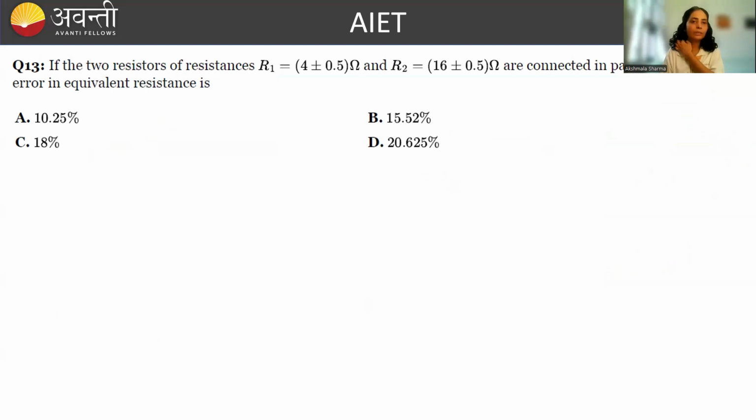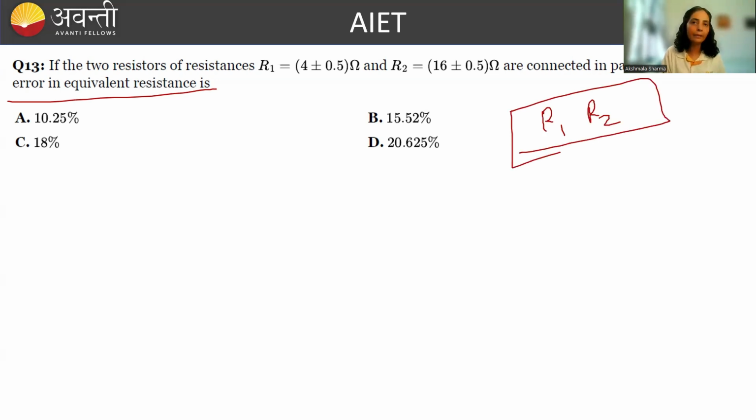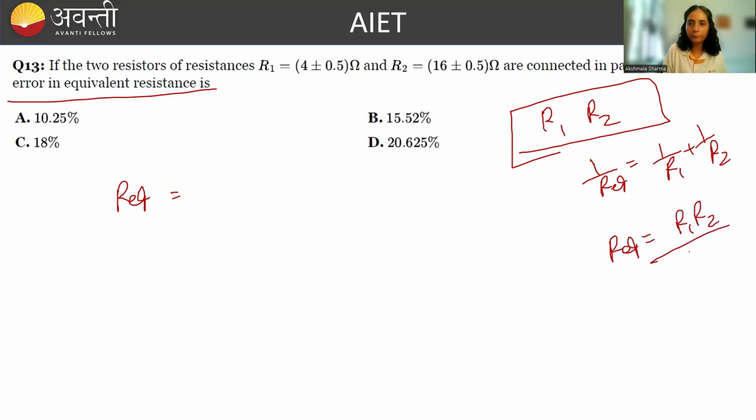Now, if two resistors of resistances R1 and R2 are connected in parallel, what is the percentage error in equivalent resistance? How will you calculate it? If there are two resistors R1 and R2 connected in parallel, then their R equivalent will be what? You can calculate it like this: 1 by R equivalent equals 1 by R1 plus 1 by R2. If you solve it, R equivalent will look like R1 R2 by R1 plus R2.